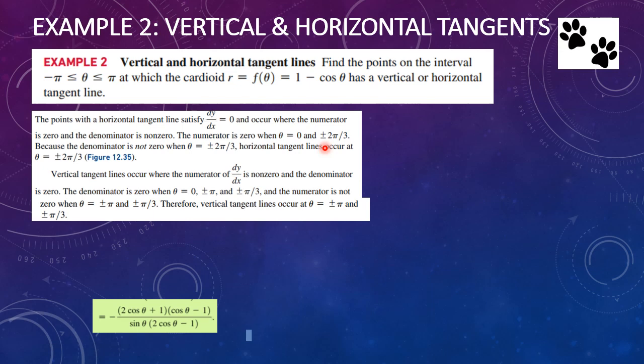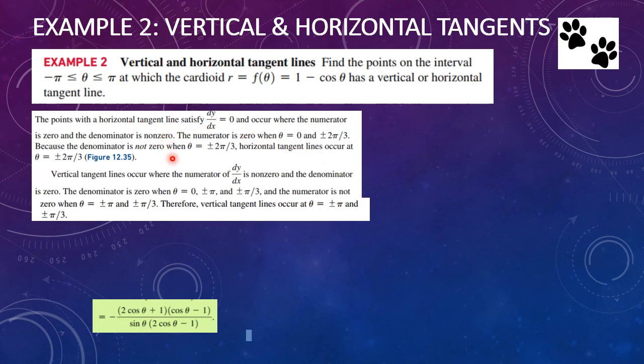Okay? Because the denominator is not 0, if we plug theta equals 0 into the denominator, right? Well, the sine of 0 is 0, and so that's a problem. So we can't use this value because instead of just having 0 in the numerator, when we plug in theta equals 0, sine theta becomes 0, and we have 0 over 0, which kind of eliminates this as a vertical tangent line, at least for now.